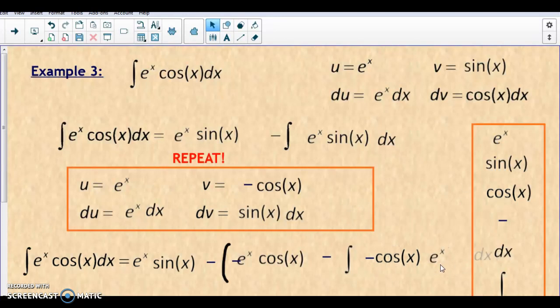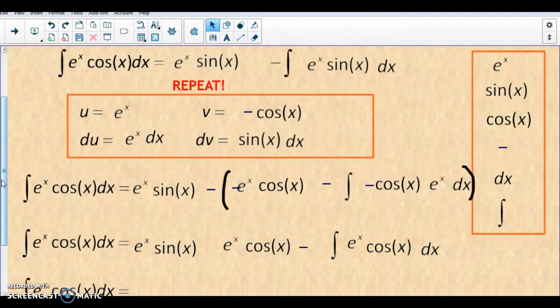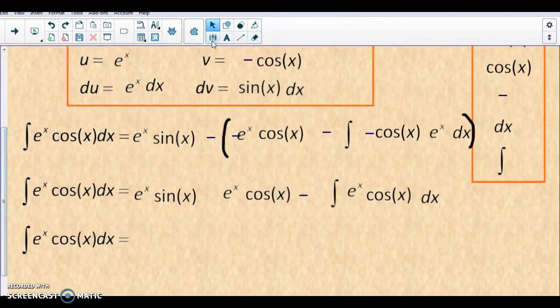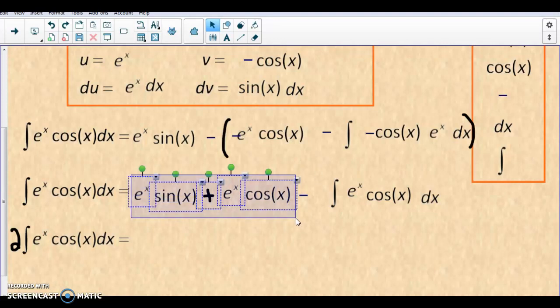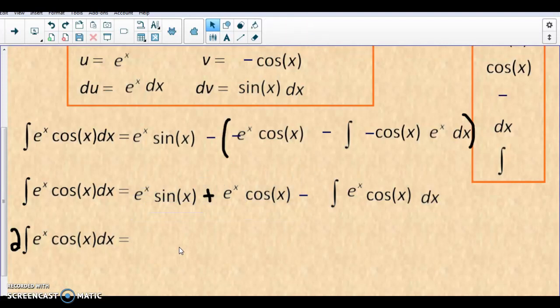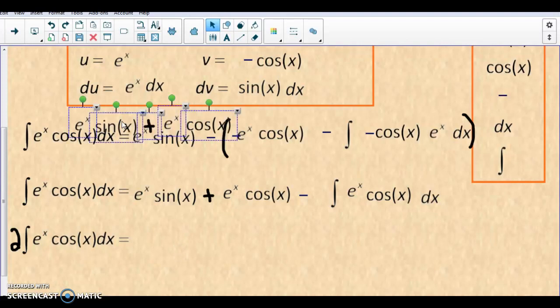So if you'll notice, I'm actually right back where I started with the original problem. So now what I'm going to do is I'm going to add the negative integral on the right-hand side over here to the other side, to the left side. So now I have 2 of the integral e to the x cosine x dx on the left-hand side, and all of this is what's left on the right-hand side. So I'm going to put this down here.